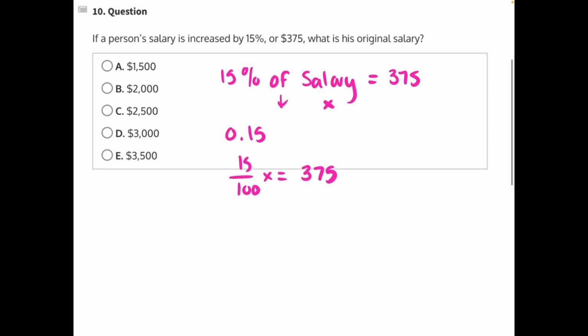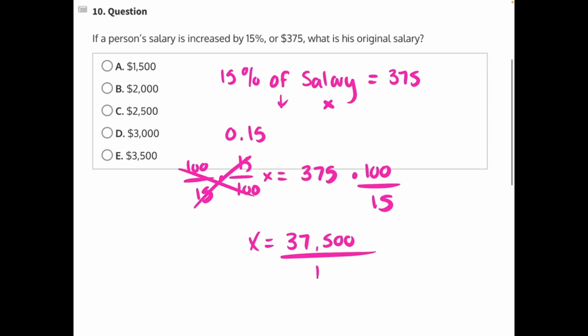In this case, we need to divide both sides by 15 over 100, but when we're dividing with fractions, we're actually multiplying by the reciprocal, or doing keep, change, flip. So we need to put 100 in the top, 15 on the bottom, so that this cancels. Then we have 100 over 15. 100 times 375 will give us 37,500 all over 15.